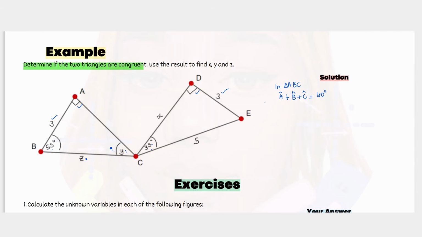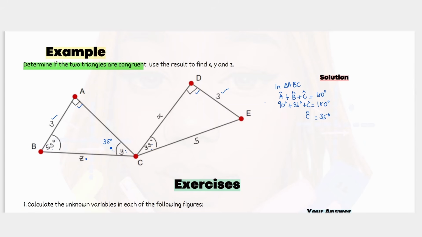We already know angle A, which is 90 degrees, and angle B, which is 55 degrees, and we're looking for angle C, and this equals 180 degrees. If I take 90 and 55 to the other side, angle C is going to be 180 minus 90 degrees minus 55. What do we get? We get that angle C is equal to 35 degrees. So we know that this one is equal to 35 degrees.